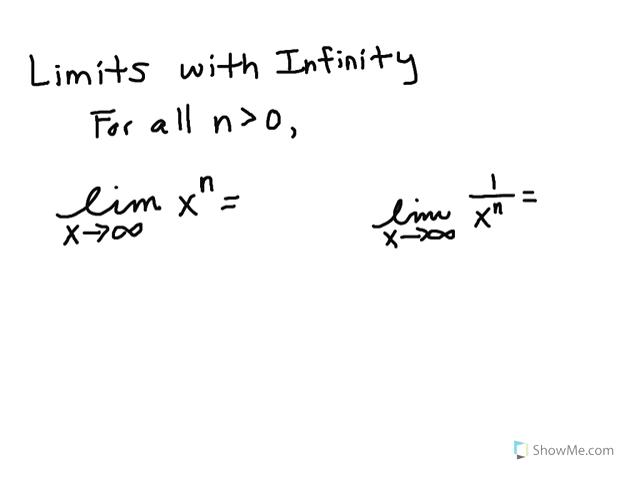In this tutorial, I'm going to talk to you about limits with infinity, and that means that my limit is approaching infinity or negative infinity. So there's a couple rules that we know right away. The first part here says for all n greater than 0. So we're just talking about numbers that are bigger than 0, and that can include decimals as well.